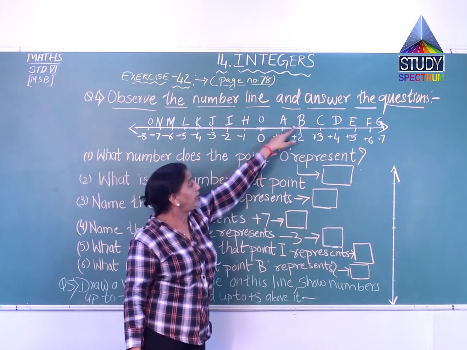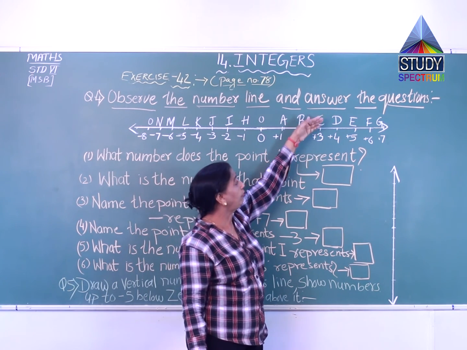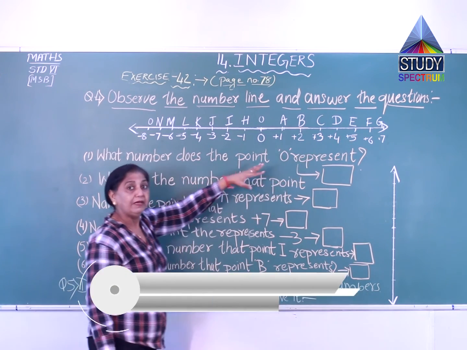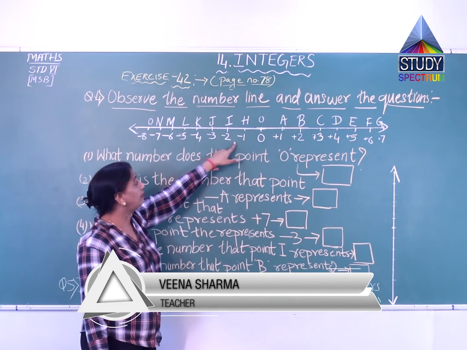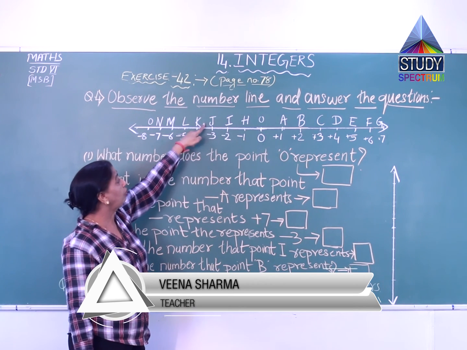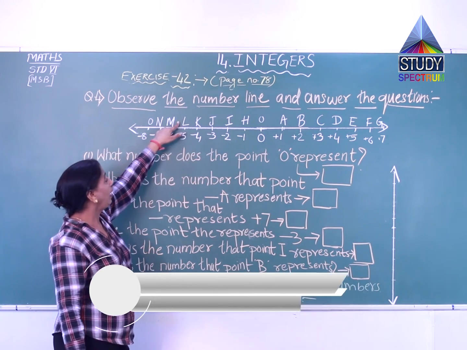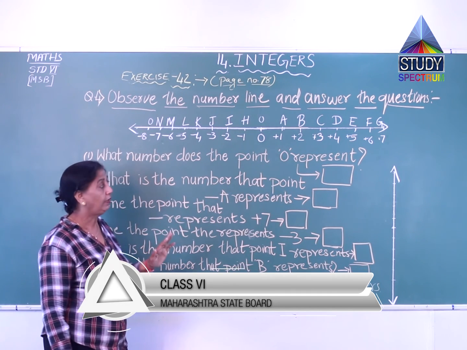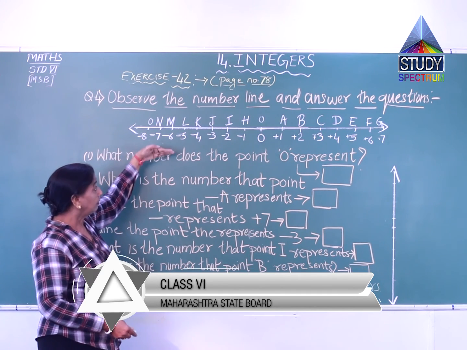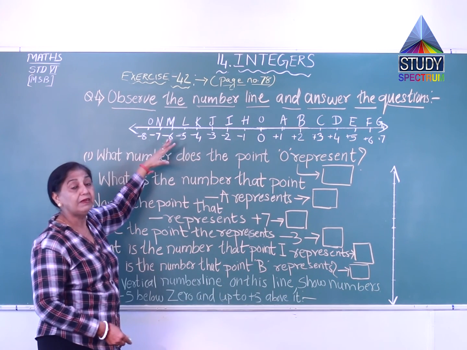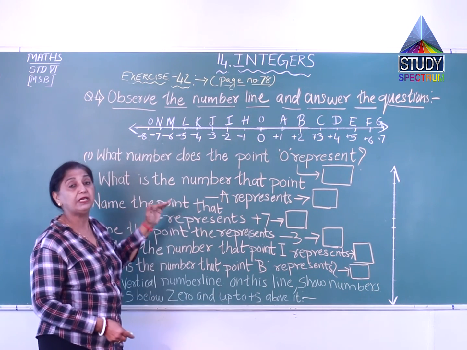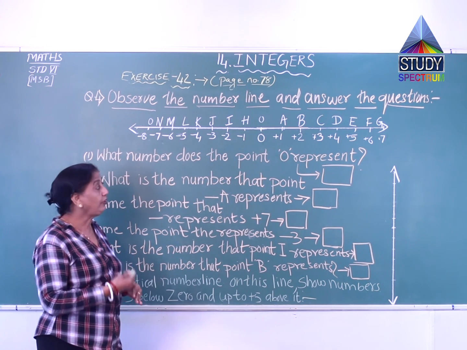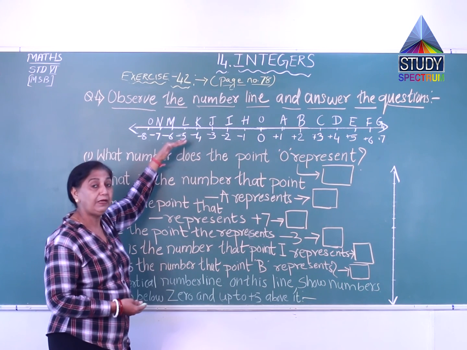And these numbers are represented by letters. A represents 1, B represents 2, C represents 3, D represents 4, E 5, F 6 and G 7. In the same way on the left hand side, H represents -1, I -2, J -3, K -4, L -5, M -6, N -7. Now, after observing this, you have to answer the questions which are given below. So we will read the questions one by one and then try to find the answer from this number line.